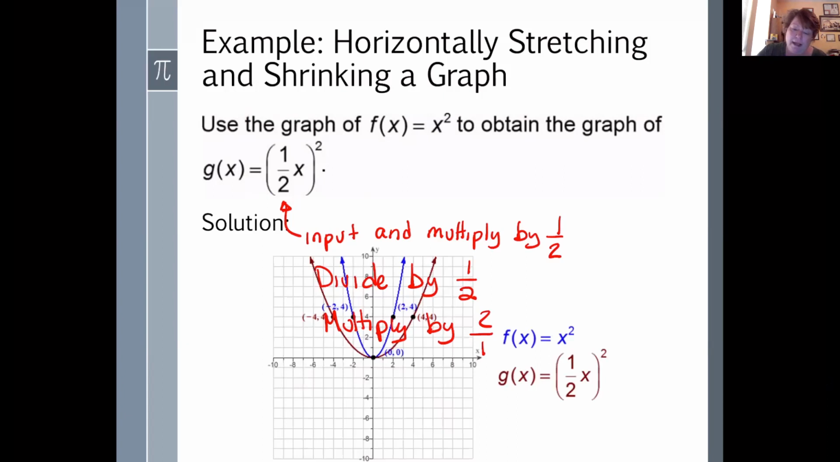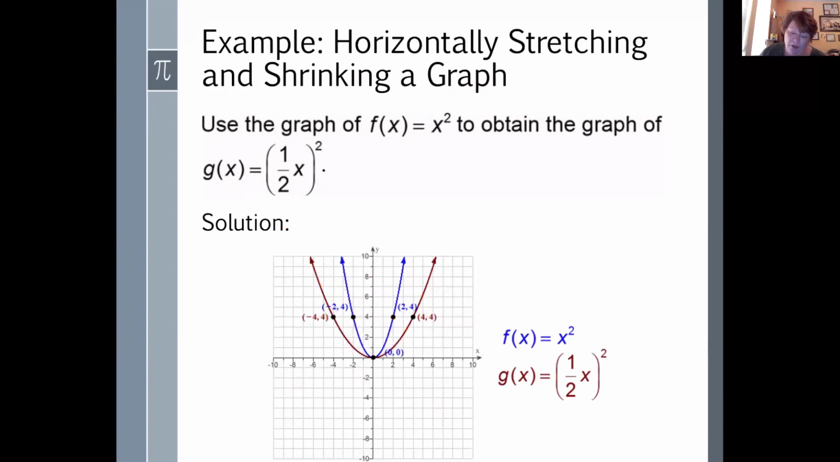And let me erase my pen marks, and you can see what's happening here. Each of the horizontal coordinates is getting stretched out by 2. The original quadratic function goes through the point (2, 4). For the stretched function, where you're multiplying the input by 1/2, the input is going to be 4 for the same output. So you take each x coordinate and multiply it by 2.